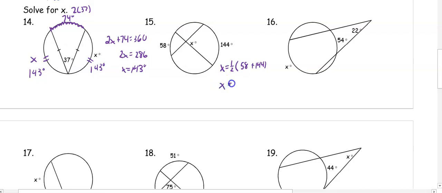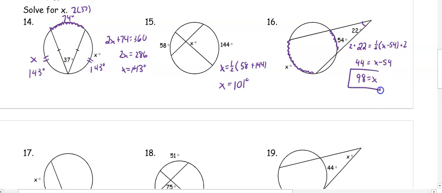And we get that x is 101 degrees. In number 16, our angle is outside the circle, so it is intercepting these 2 arcs that we want to subtract. This time, x is an arc, so it's going to involve a little more solving. So we have our angle, 22 degrees equals 1/2 x minus 54. We want to put x first because it's the arc that is further away from the angle. So to get rid of the half, we multiply both sides by 2. We get 44 equals x minus 54. We can add 54 to both sides, so 98 equals x.